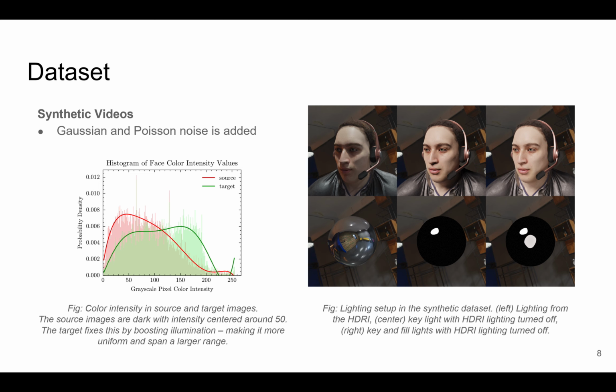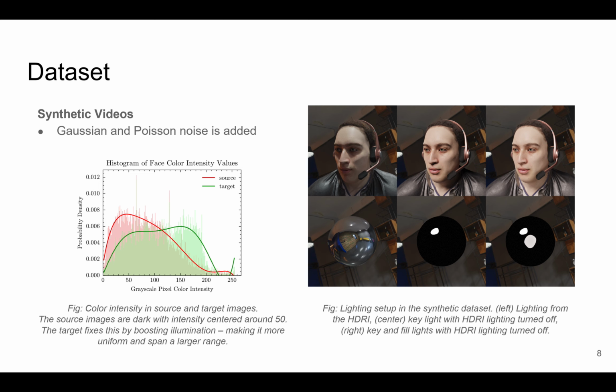The first is a key light, which may introduce shadows on the face. And to correct for this, we add a fill light, which is more diffuse so that it does not cast any additional shadows. These two lights are rigidly mounted with respect to the face. And to control the total incident light on the face, we completely turn off the background HDRI light for the target.